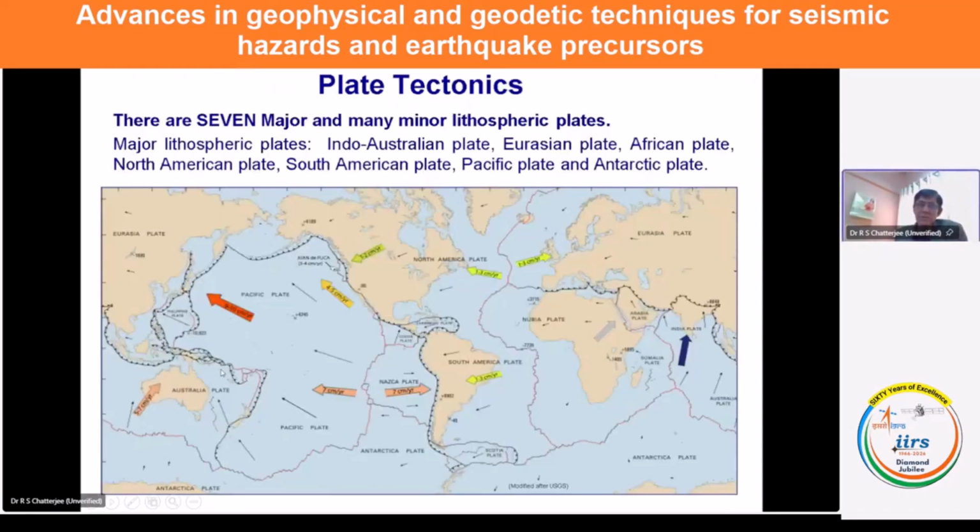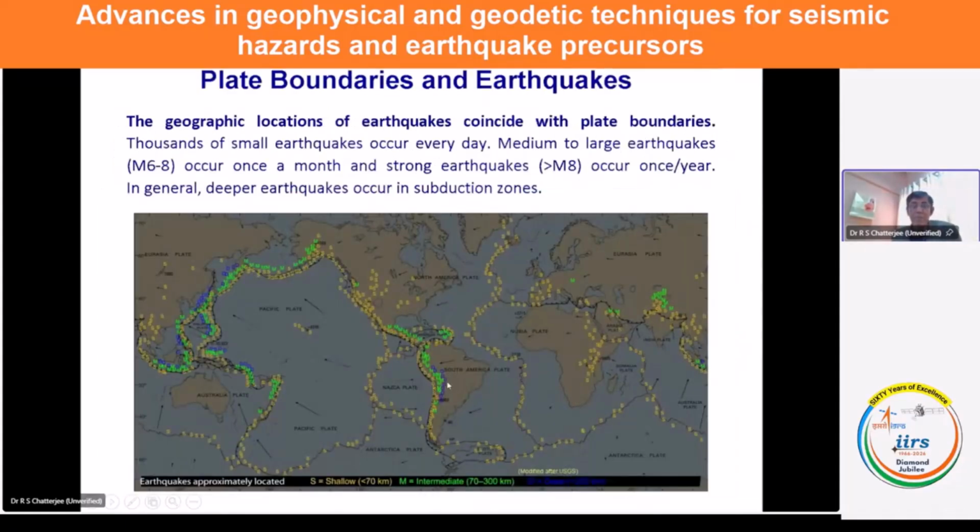Now coming to the tectonics part of this earthquake, that is the science of the earthquake. You see plate tectonics is very, very basic for understanding the earthquake origin. There are 7 major lithospheric plates, and many minor lithospheric plates, on the earth. I'm not going to name each one of them. I have mentioned here the Australian, Eurasian, African, North American, like this, and there are minor plates as well. Now what is important here in plate tectonics is the plate boundaries.